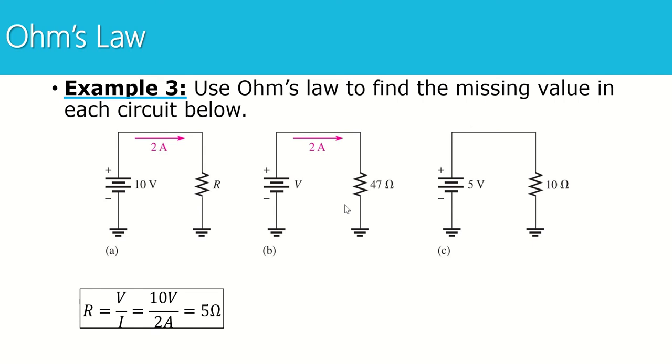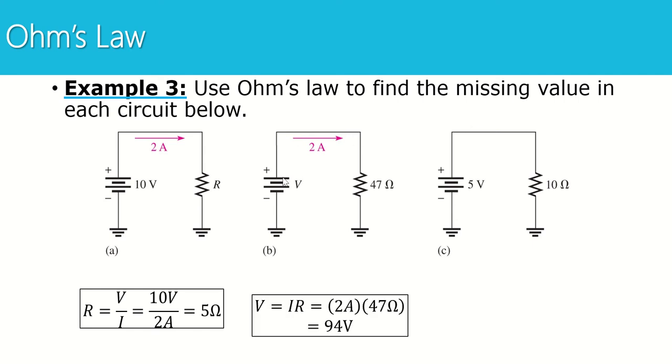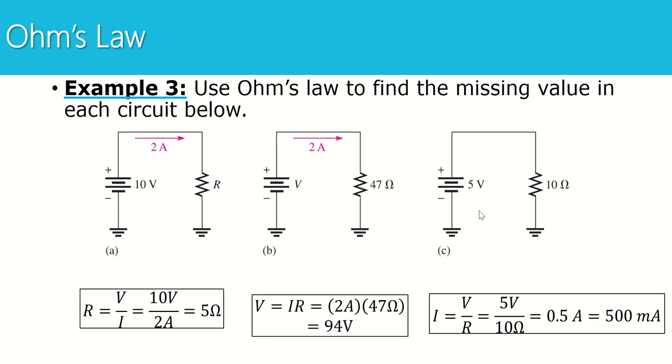In the second circuit, I have a current, I have a resistance, but I don't have voltage. So I can use V equals IR to solve for my voltage. 2 amps times 47 ohms gives me 94 volts for voltage. And in the third circuit, I have a voltage, I have a resistance, but I don't have a current. So I'm going to use Ohm's law, but manipulate it to solve for current. I have 5 volts divided by 10 ohms, which gives me 0.5 amps, or 500 milliamps.